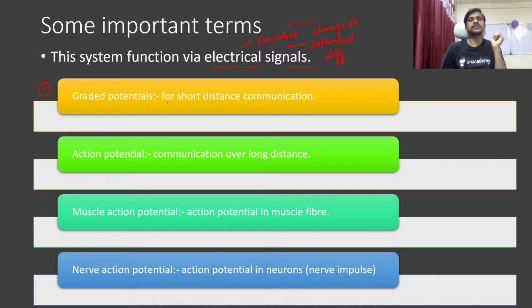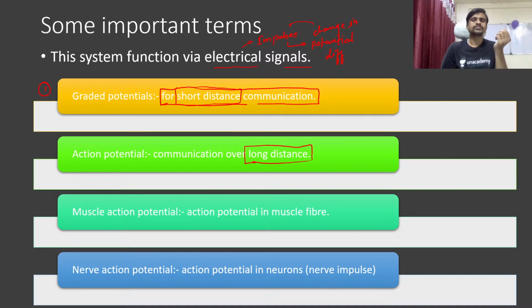So graded potential is always for short distance communication. Okay, so it is for short distance communication. So the action potential, or the potential difference which is generated due to the graded potential, again converts into the action potential. It is for long distance communication. Graded for short distance, and action potential for long distance. Okay, so keep in mind that.